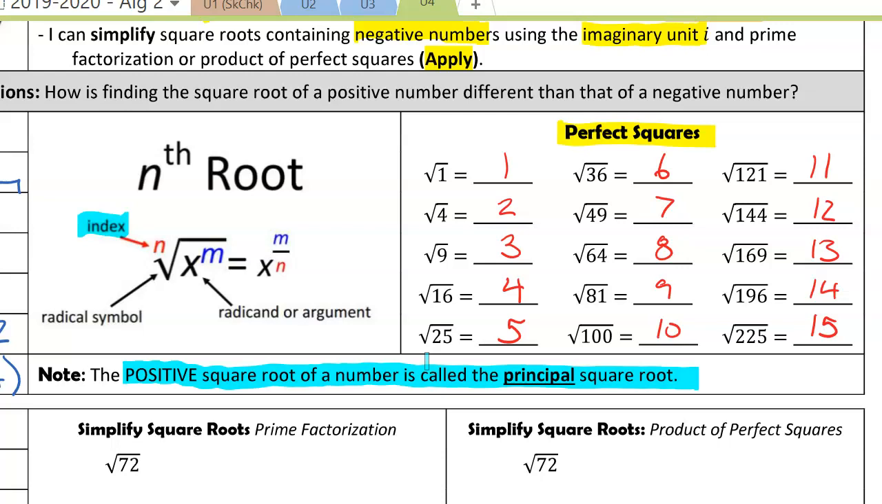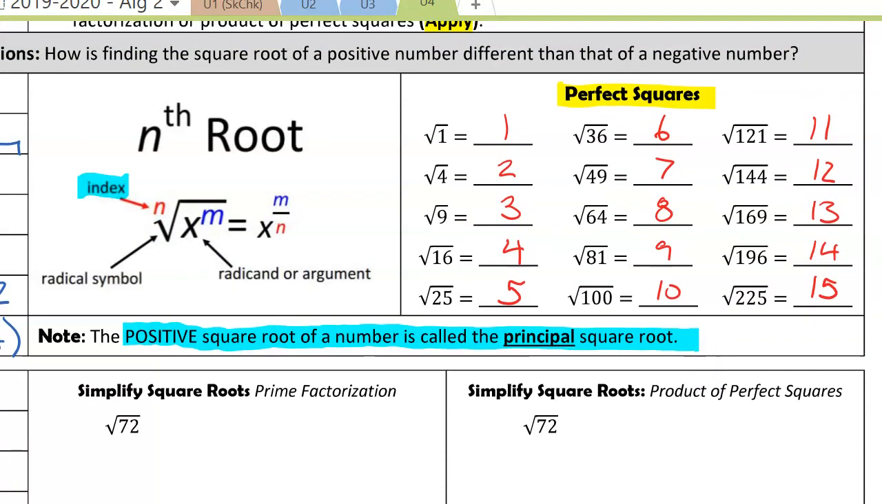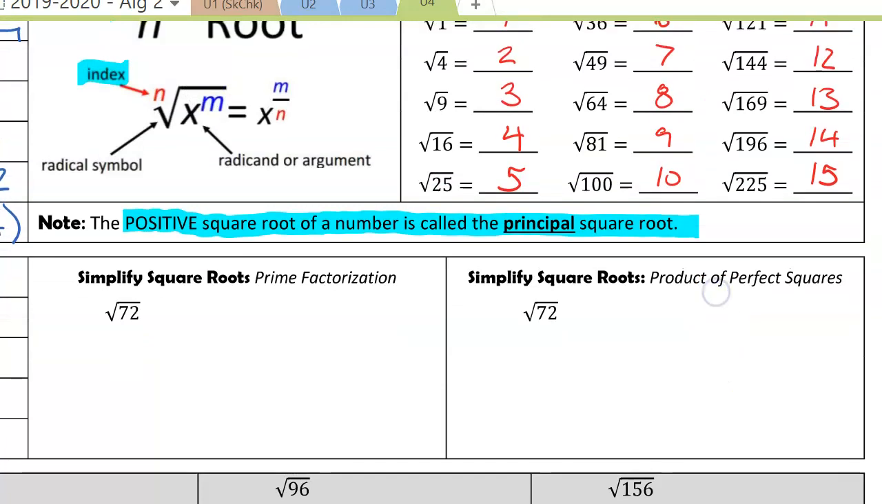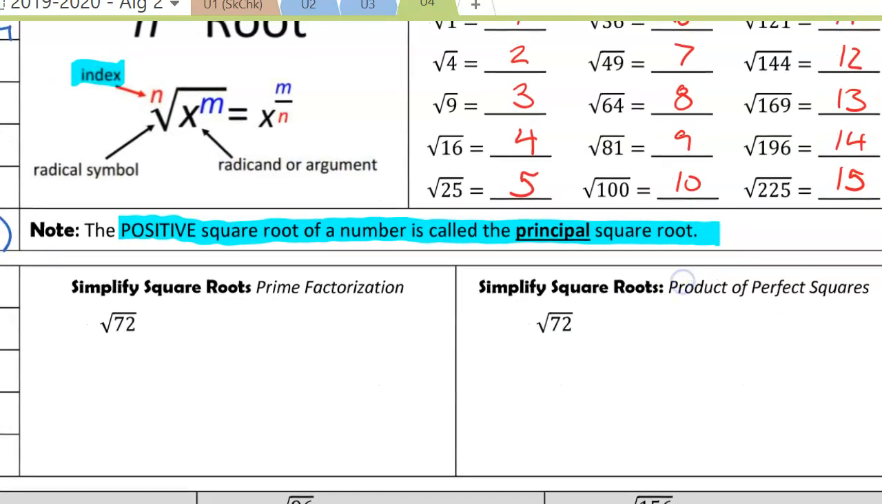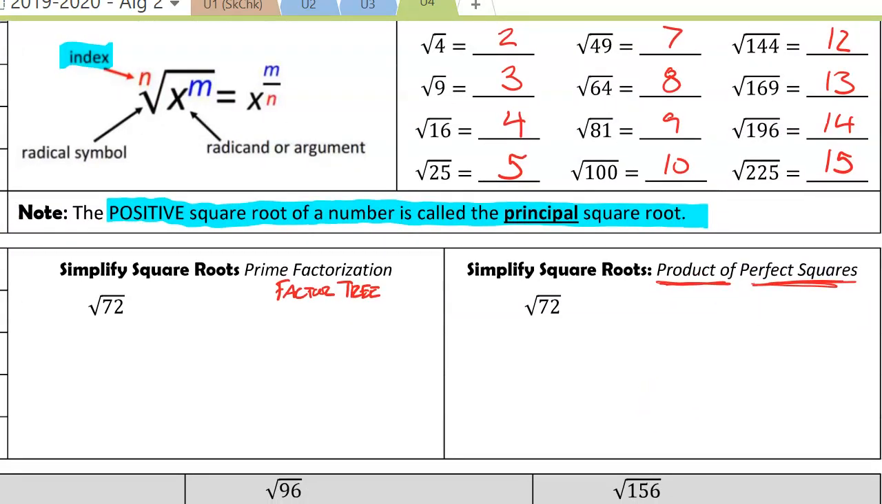Now, with these perfect squares in mind, how do we deal with numbers that aren't perfect squares? We come to the idea of simplifying square roots using two methods. One is using prime factorization or factor trees, and the other is looking for a product, meaning multiplication, of the perfect square values listed above. I don't actually care which method you choose moving forward. I'm going to illustrate both, and it's up to you which method you prefer.